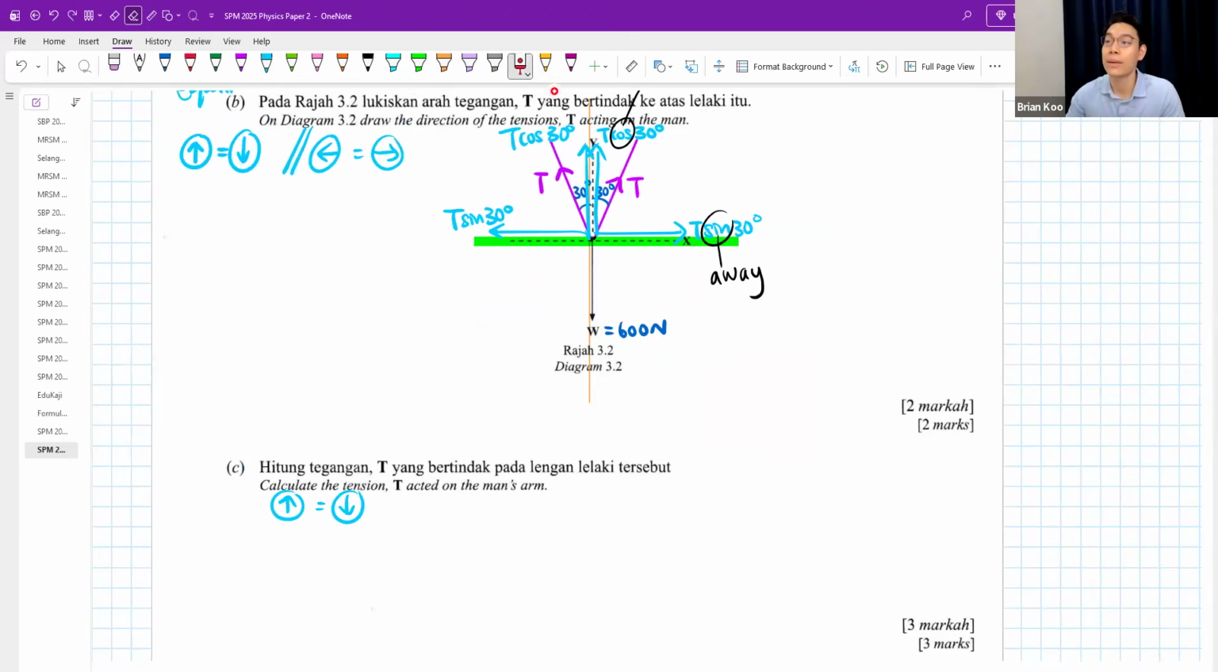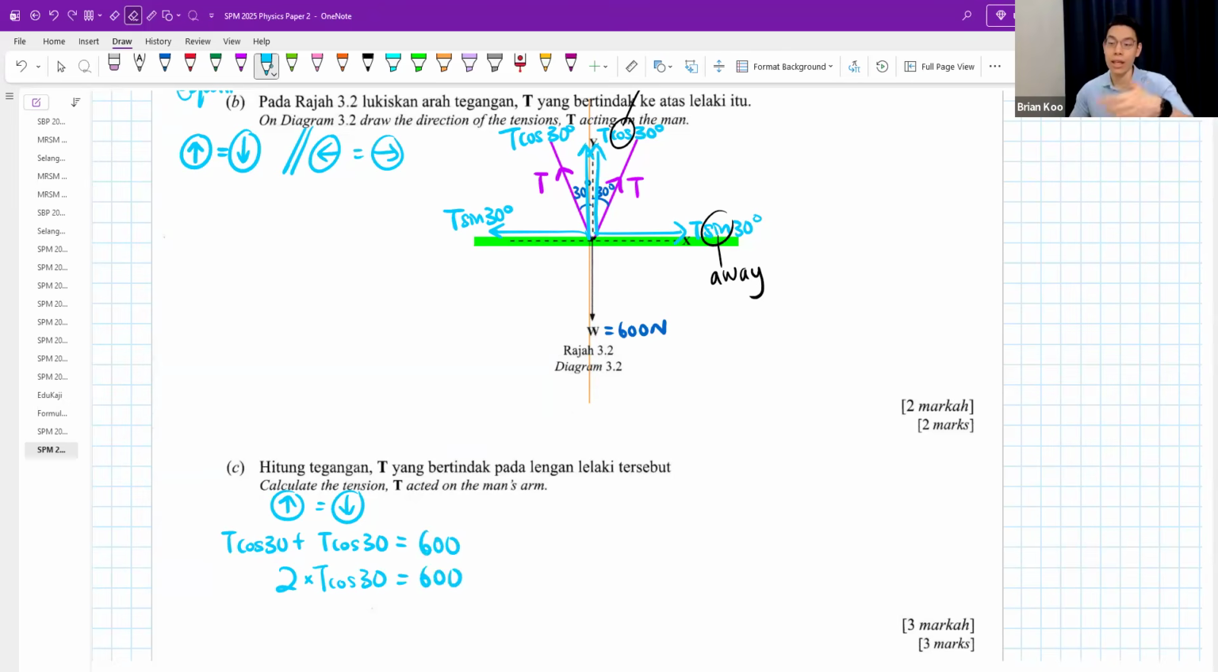What are the forces pointing up? T cos 30, T cos 30, there are 2. You can add T cos 30 plus T cos 30, or straight away say I have 2 times T cos 30. This must be equal to the force pointing down, which is the weight, W, 600.